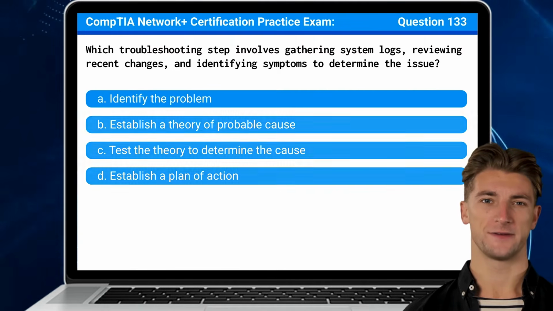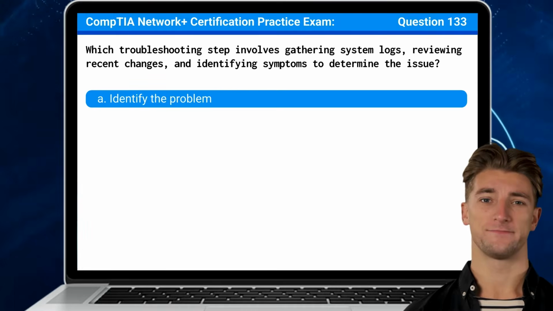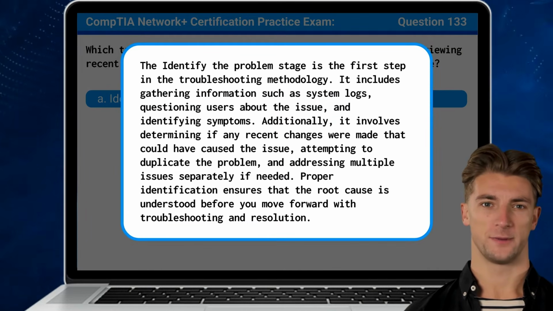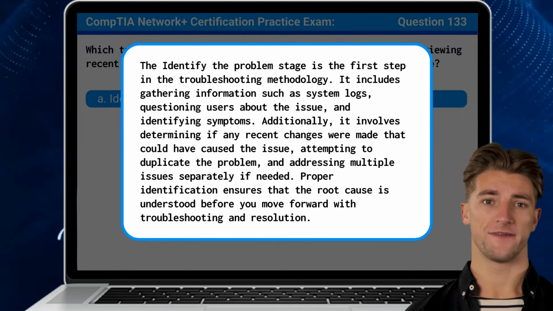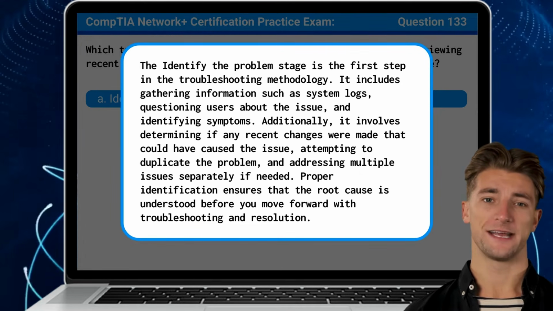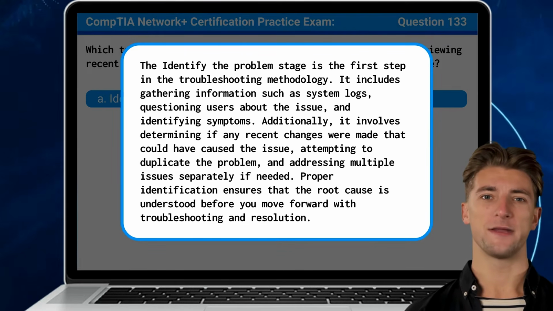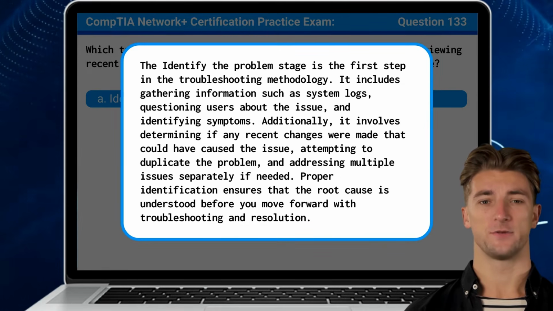The answer is A. Identify the problem. The identify the problem stage is the first step in the troubleshooting methodology. It includes gathering information such as system logs, questioning users about the issue, and identifying symptoms. Additionally, it involves determining if any recent changes were made that could have caused the issue, attempting to duplicate the problem, and addressing multiple issues separately if needed. Proper identification ensures that the root cause is understood before you move forward with troubleshooting and resolution.